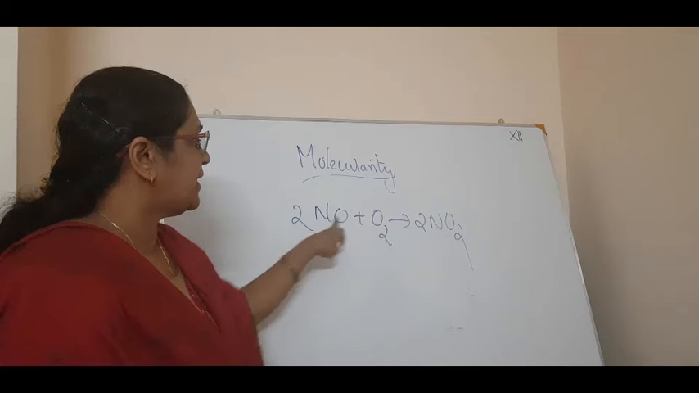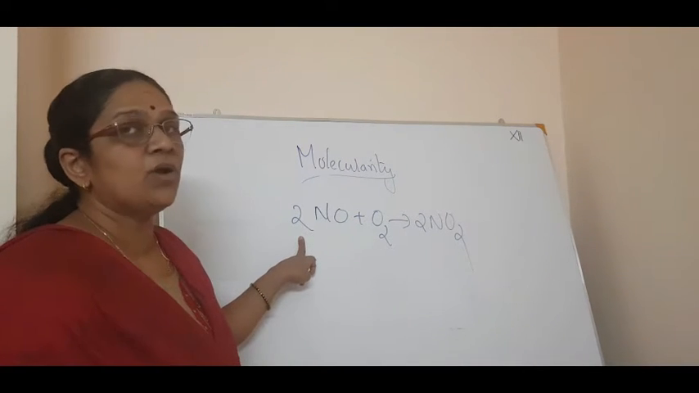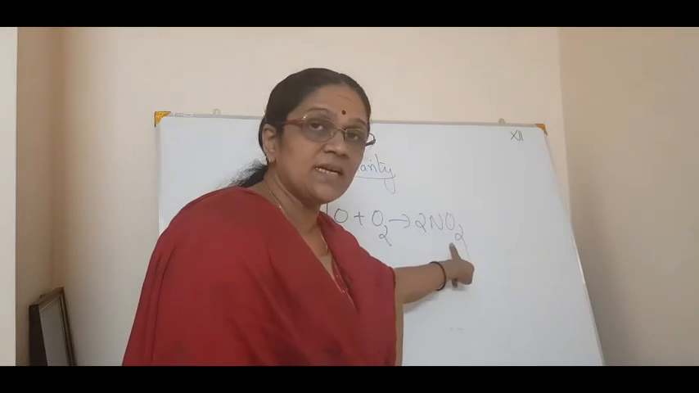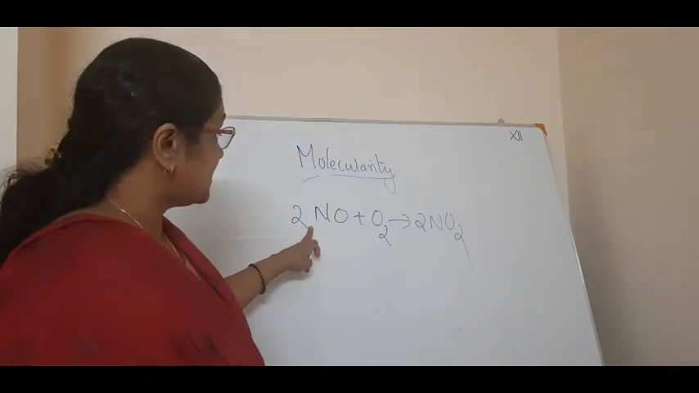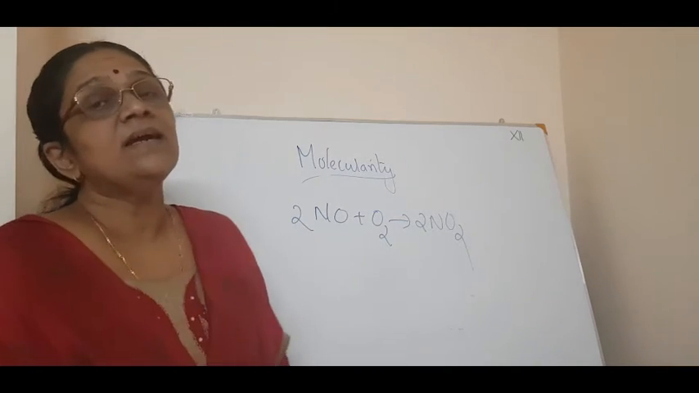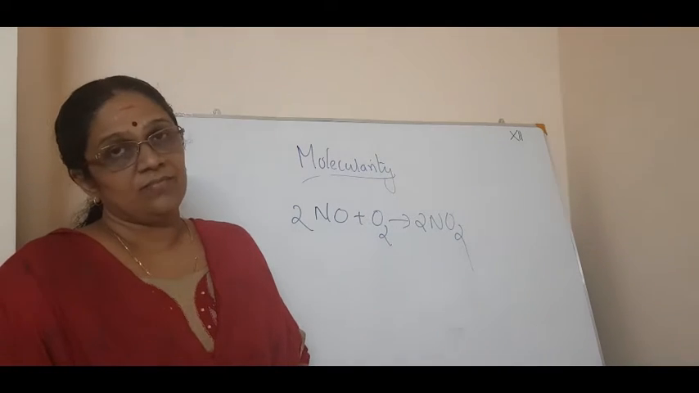What is the molecularity in this reaction? It is a trimolecular or a termolecular reaction. Why? Because it is an elementary reaction. It's a single step reaction. And in the single step, how many molecules are there? 2 plus 1. So it is called a trimolecular or a termolecular reaction.